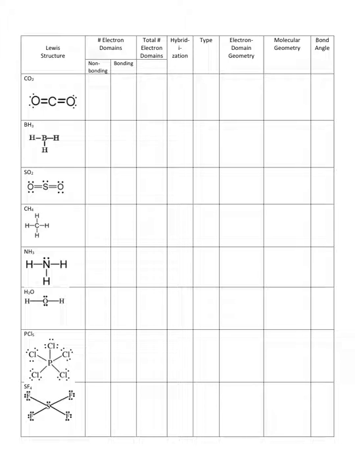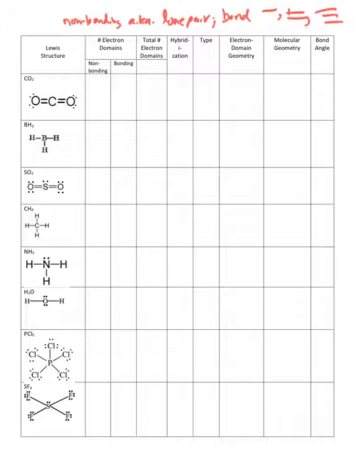So we're going to start with the Lewis structures, and we're going to first determine the number of electron domains. An electron domain is either going to be a non-bonding or lone pair. That's one type of electron domain. Another type of electron domain is a bond, be it a single bond, a double bond, or a triple bond. They're all equal to one domain.